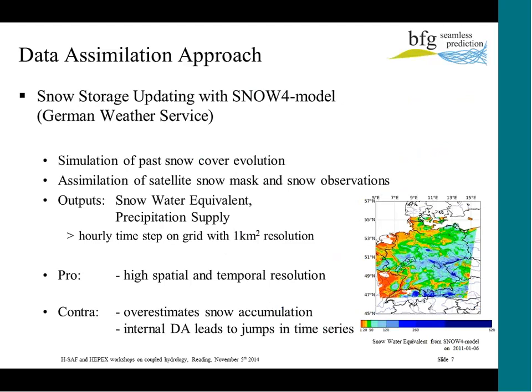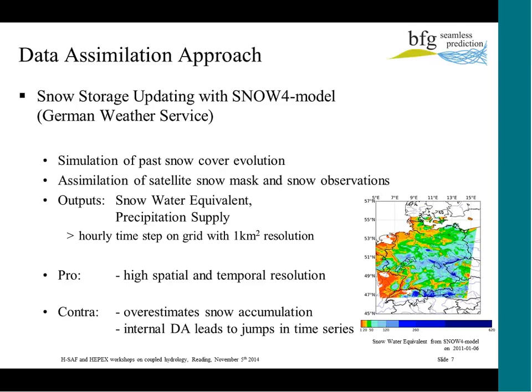Now to the data we used. The snow water equivalent data comes from the SNOW4 model of the German Weather Service, as I said, and this model simulates the past snow cover evolution in a region over Germany on an hourly time step with a grid resolution of 1 square kilometer. And it assimilates satellite observations of the snow mask, as well as in situ snow observations, to nudge the model results towards the observations.